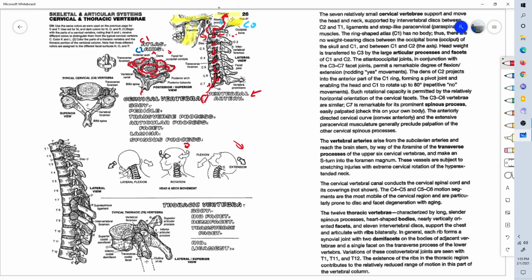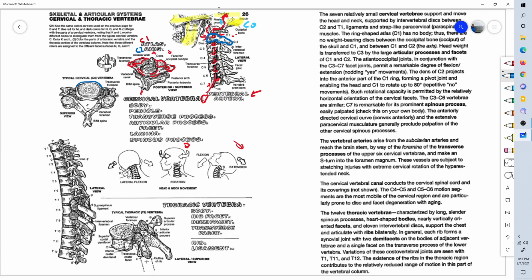Now, note that C1 is intricately related to this C2 vertebra here. Here's C2, cervical number 2. Here's the inferior articular process. Here's what's called the spinous process. Watch how they are interrelated. First, let's talk about the vertebra itself. This is the body. Oh, that's the C4 vertebra, never mind.